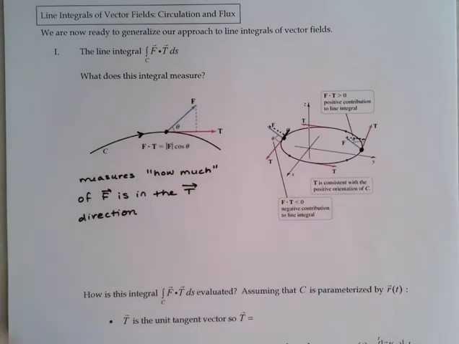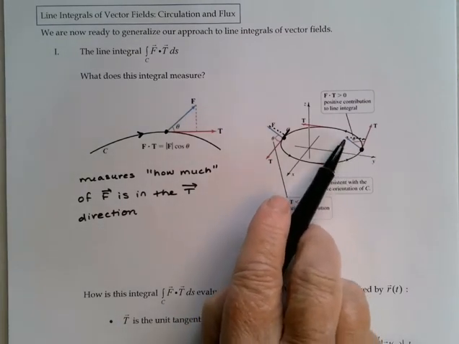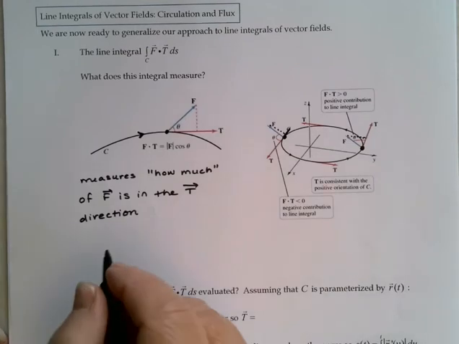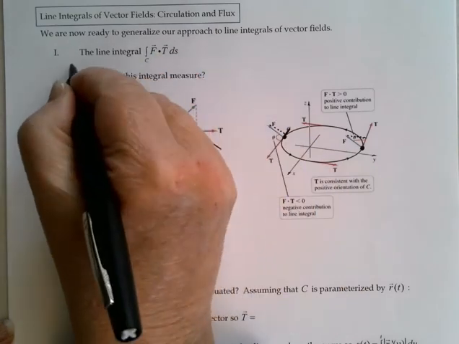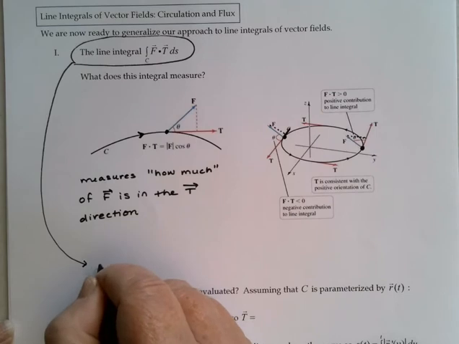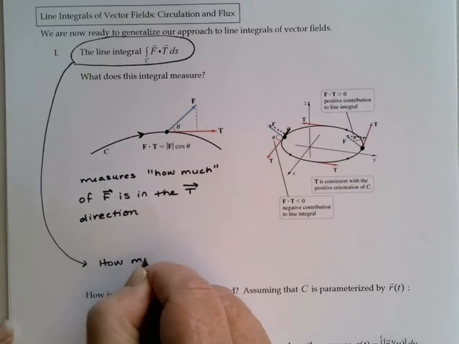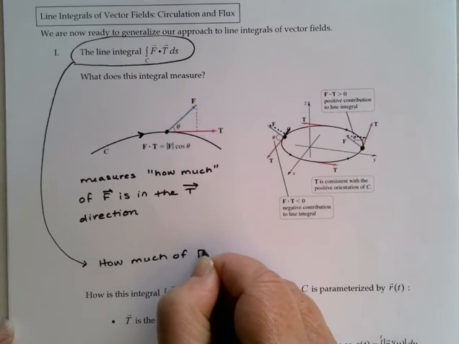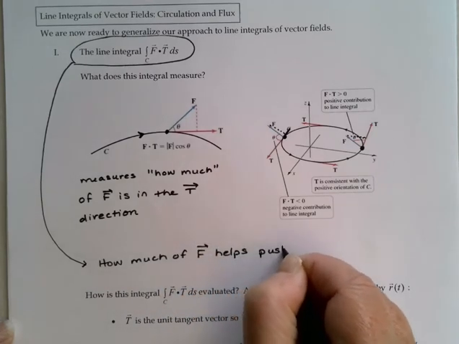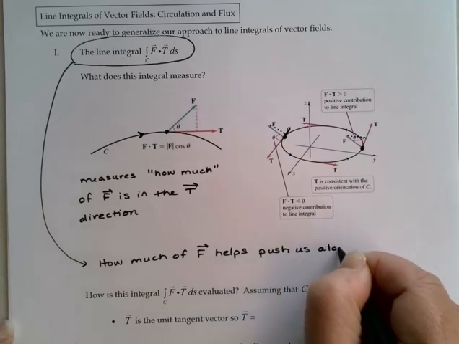So if you start thinking about this dot product f dot t as a measure of how much of the force vector f is pushing in the direction along the curve, that's going to be a really helpful interpretation as we move forward. So let's think of this whole integral as measuring how much of f helps push us along the curve.